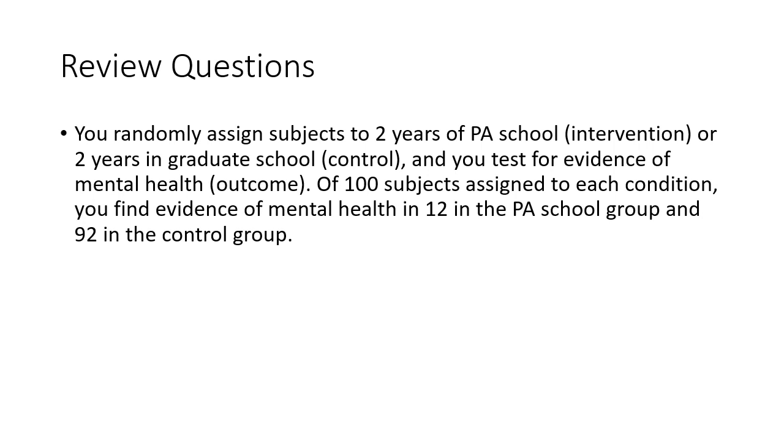So let's say we were to randomly assign subjects to either 2 years of PA school, this is our intervention, the experimental side of things, or just 2 years of regular graduate school, and this would be our control. And then we are looking for evidence of mental health afterwards. Of the 100 subjects assigned to each condition, we find evidence of mental health in only 12 of the PA school students versus 92 in the control group.